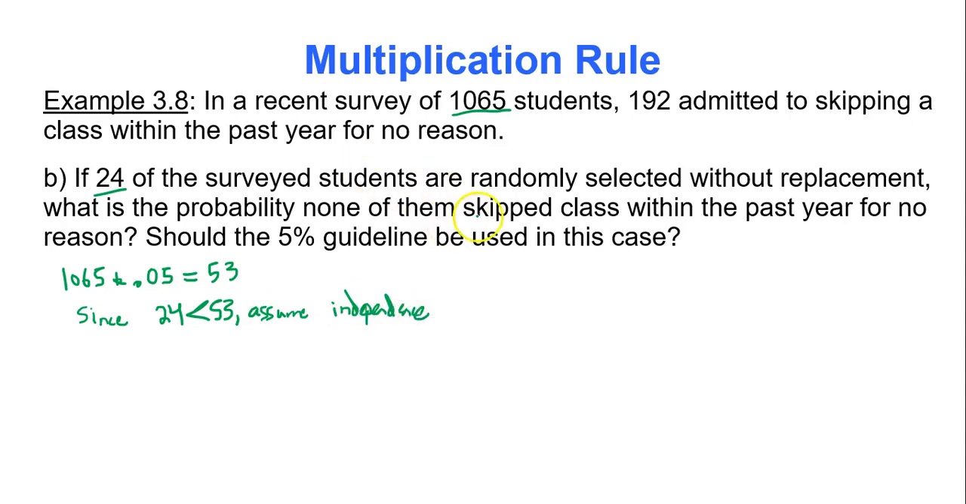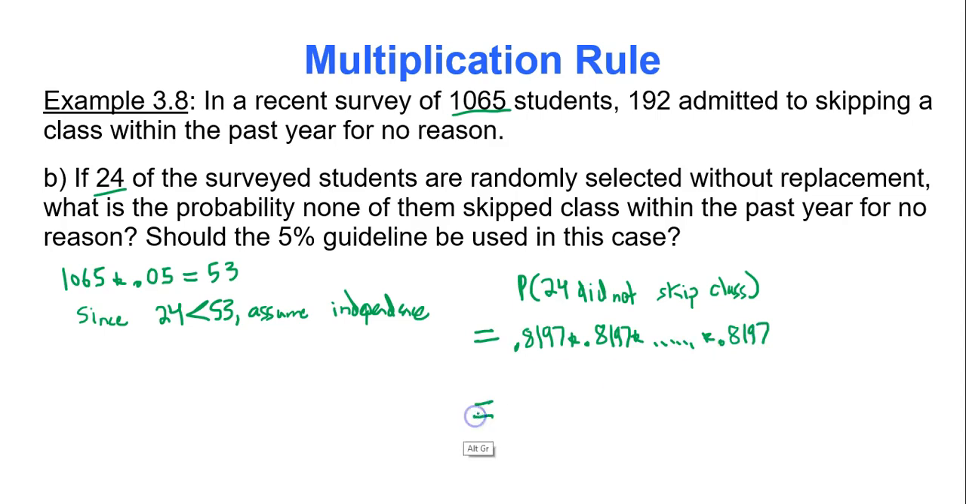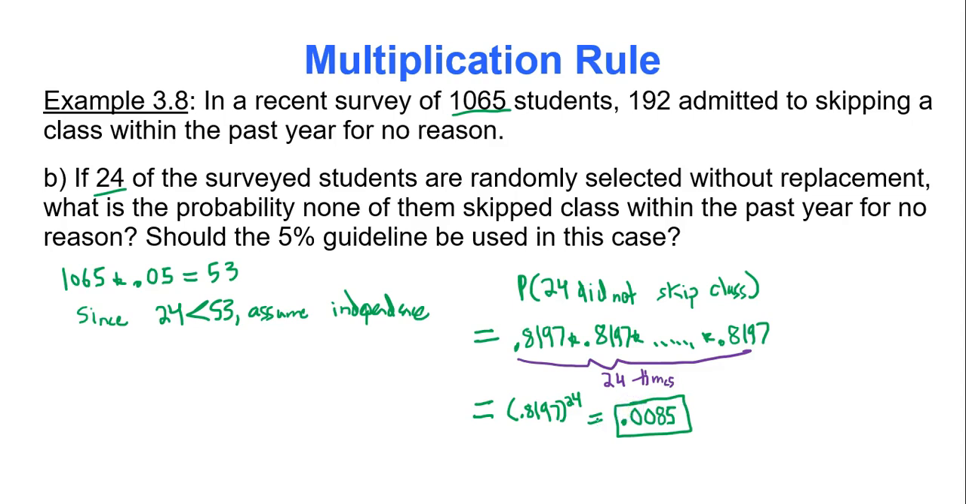So this is 24 students. I'm finding the probability that 24 did not skip class. So if you think about it, this means, okay, student 1, what's the probability that student did not skip? Student 2, probability that one did not skip. Student 3, probability that one did not skip. All the way to the 24th student, probability that one did not skip. You're literally taking the probability of not skipping, which is 0.8197, and you're multiplying it with itself 24 times. Remember, that's 24 times, so 0.8197 to the 24th power. Exponents represent repeated multiplication by the same number, and you actually get 0.0085. So that's the probability that, out of 24 students, none of them would skip.